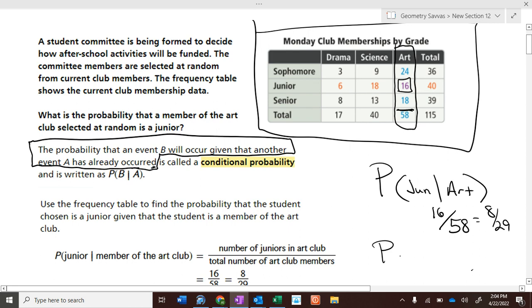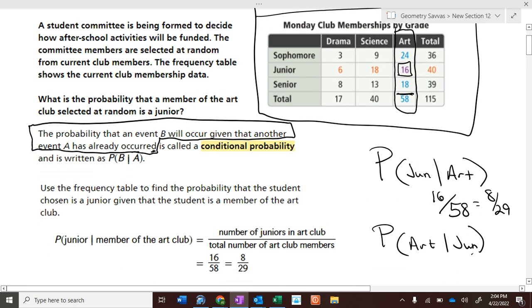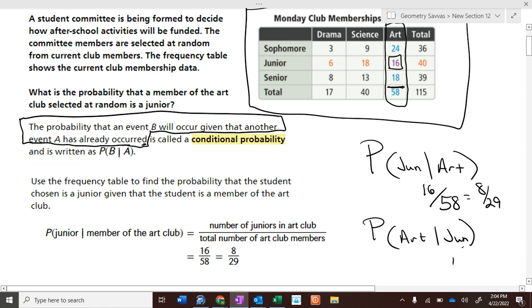What's the probability, given that a kid is a junior, that they're in the art club? Well, how many juniors do we have? 40. How many of those are in the art club? 16. So that is 16 over 40, divided by 8, 2/5 of a chance.